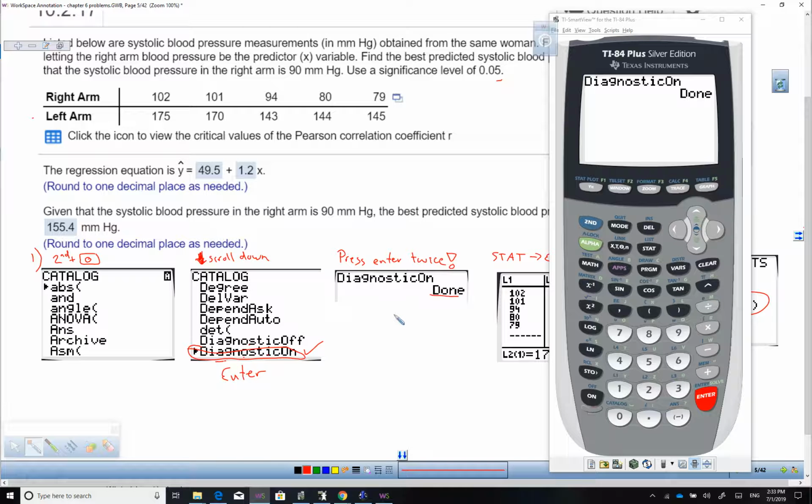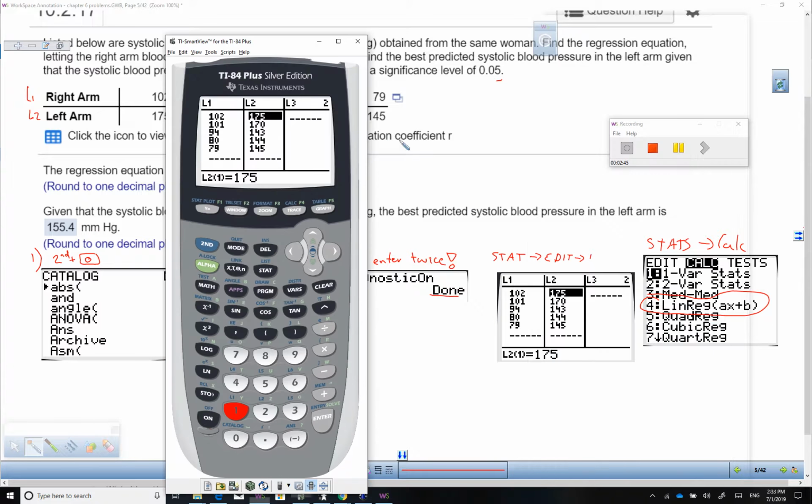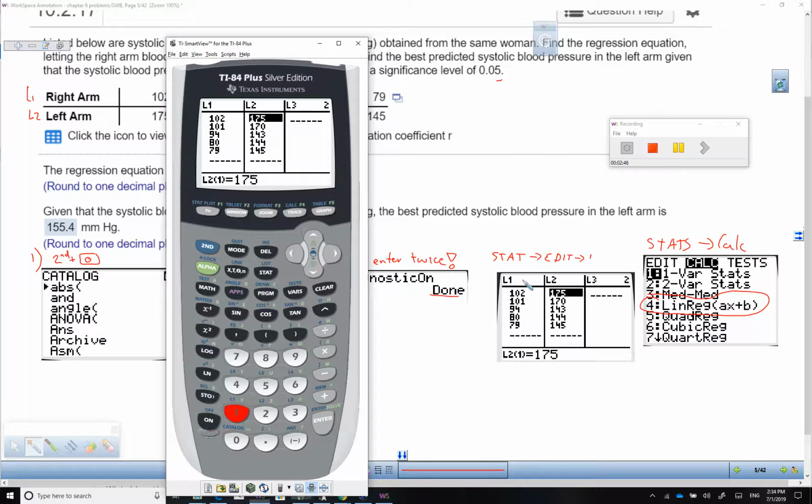Second step, you need to set up this table on L1 and L2. You have done this before, and I'm pretty sure you know how to do this. You go to Start, you go to Edit, and you enter all these numbers. Then you go to Start, move to the right side, the one that says Calculate, and choose number 4.